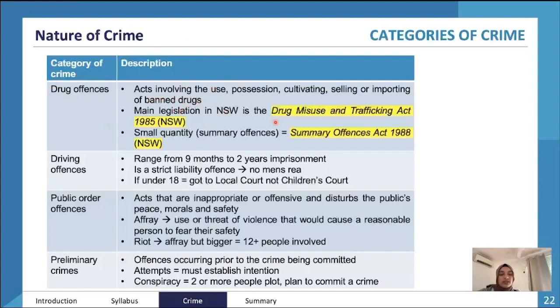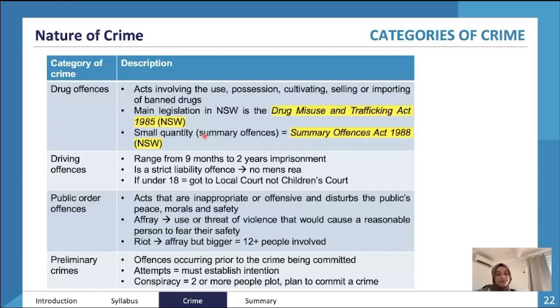The main legislation in NSW is the Drug Misuse and Trafficking Act. Small quantities can be passed into summary offences, which are small or minor offences. The way that I remember the difference between summary and indictable offences was to think summary. When you write a summary, you're shortening something, you're making it smaller. So it's a smaller offence. Indictable, larger offence, which is just the other one. So where do we access that? Summary Offences Act 1988, New South Wales. It basically ranges from 9 months to 2 years imprisonment.